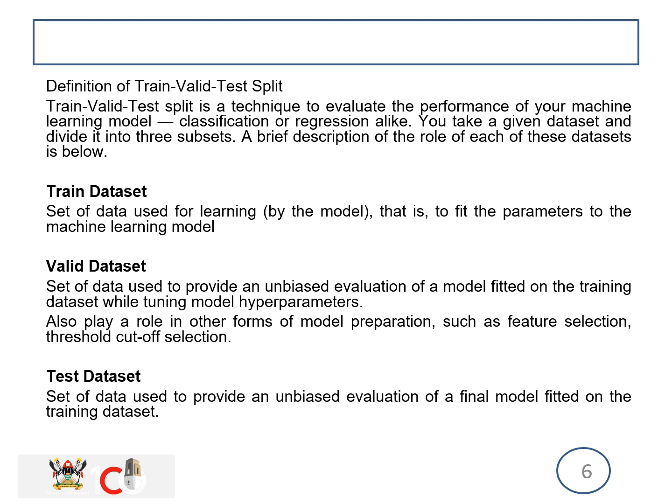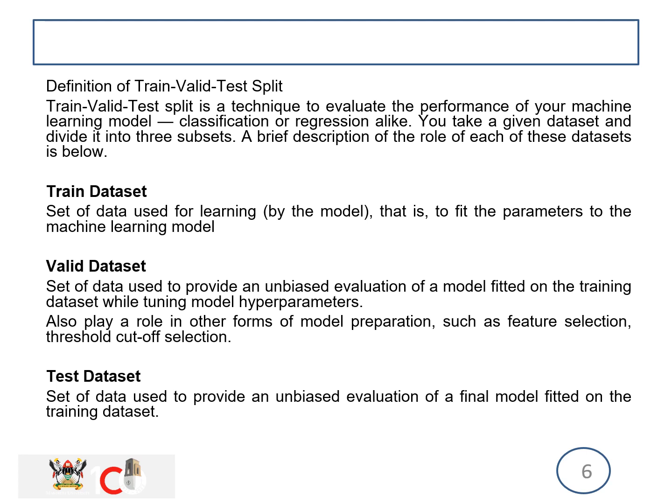So we have the definition of train, validation, test split. This is a technique to evaluate the performance of your machine learning model, classification or regression. You take a given data set and divide it into 3 subsets. A brief description of the role of each of these data sets can be seen below.